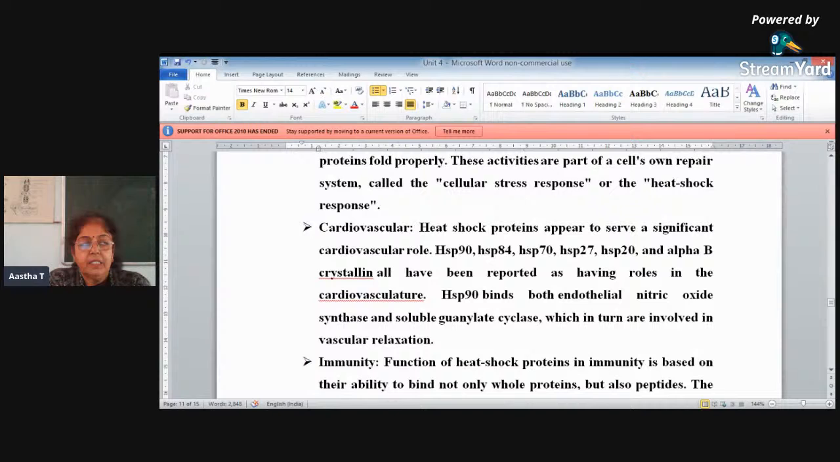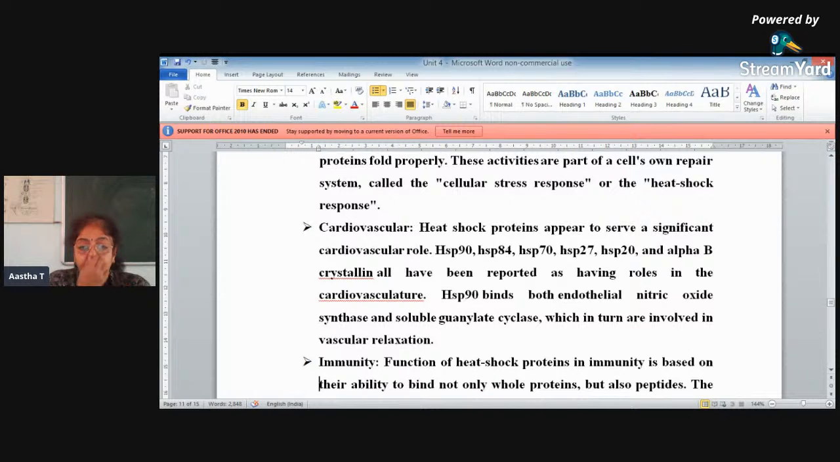Then these HSPs also have a cardiovascular role. They serve a significant cardiovascular role. HSP 90, HSP 84, 70, 27, 20, and alpha beta crystallin have all been reported to play a role in the cardiovasculature. म्हणजे to control the relaxation and contraction of the muscles of the heart.